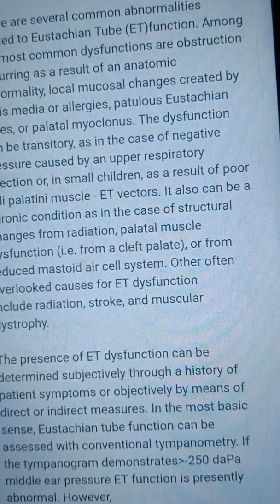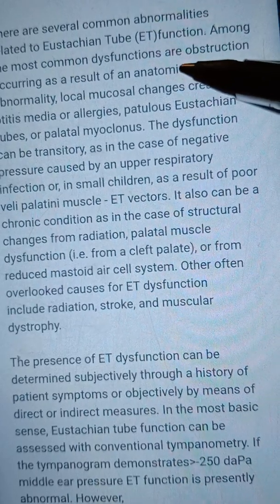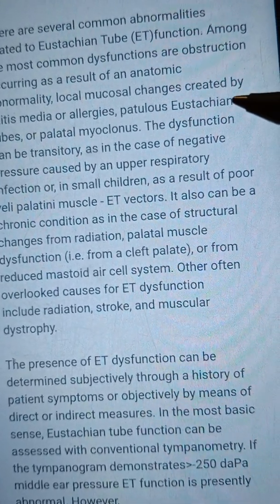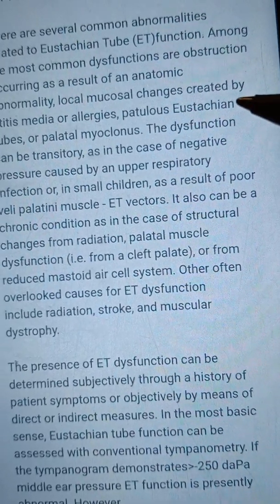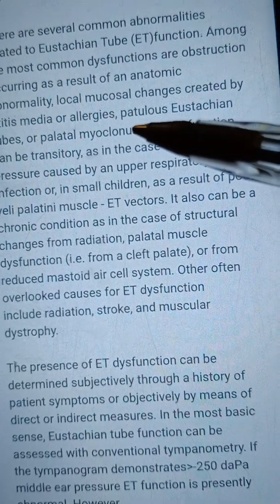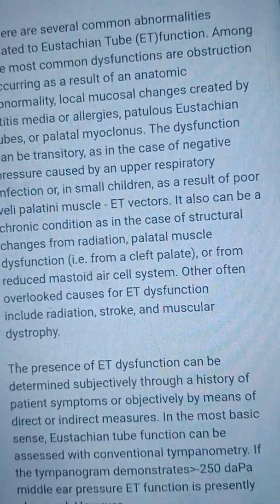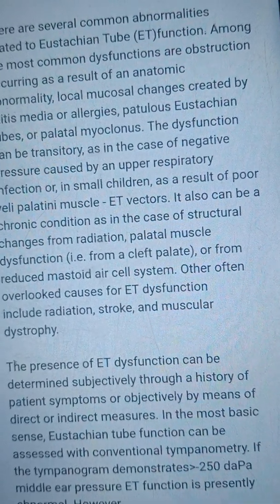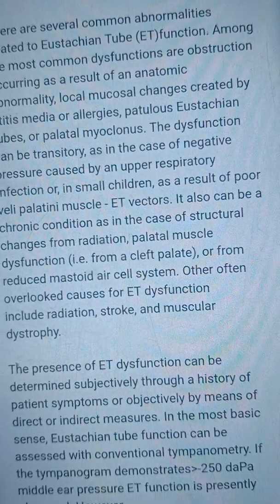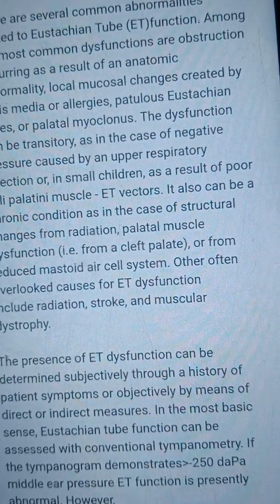Among the most common dysfunctions are obstruction occurring as a result of an anatomic abnormality, local mucosal changes created by otitis media or allergies, patulous eustachian tubes, or palatal myoclonus. The dysfunction can be transitory, as in the case of negative pressure caused by an upper respiratory infection, or in small children as a result of poor veli palatini muscle function, that is, ET dilators.